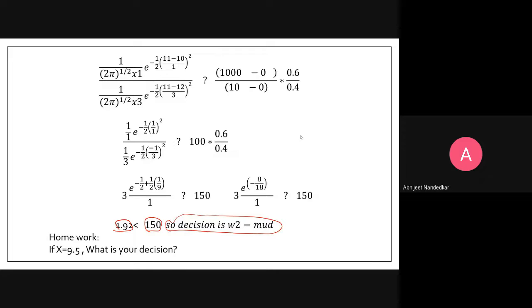If you now try this at home later on, if x is equal to 9.5, what is your decision? Road or mud?